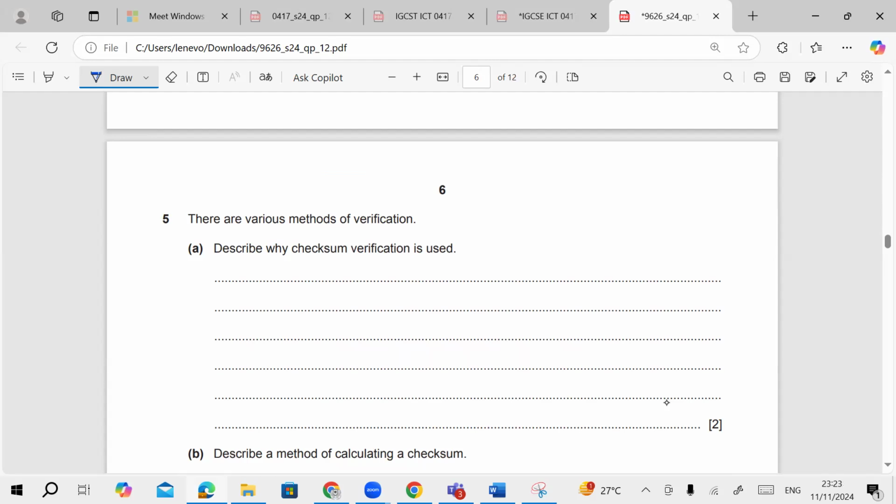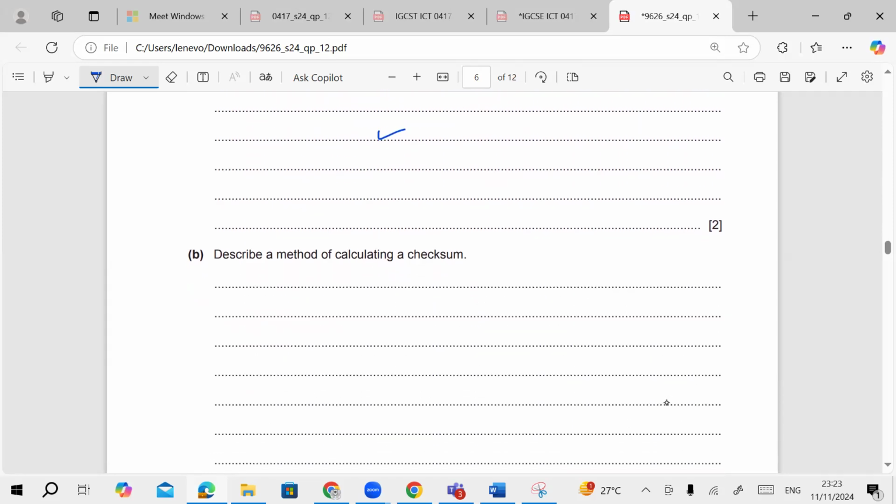So checksum is used for whole files of data. It would provide a unique identifier for the data. That identifier, the number, is actually used to check the entire data. It would check that a copy of the file is identical to the original file. So it would validate that the data has been transmitted accurately from one device to the other device. So it's used for whole files of data, right?